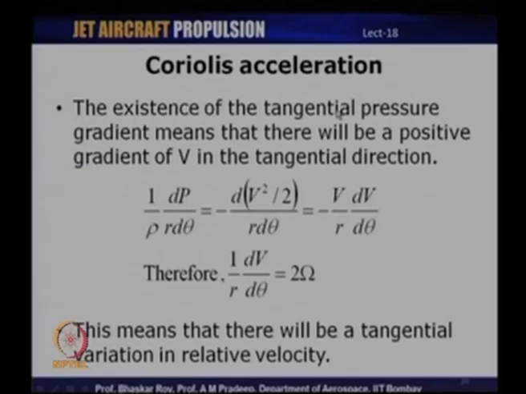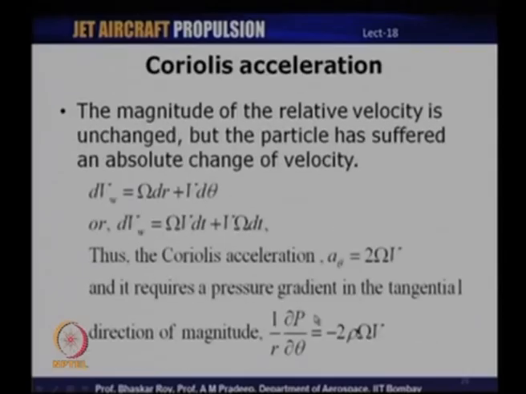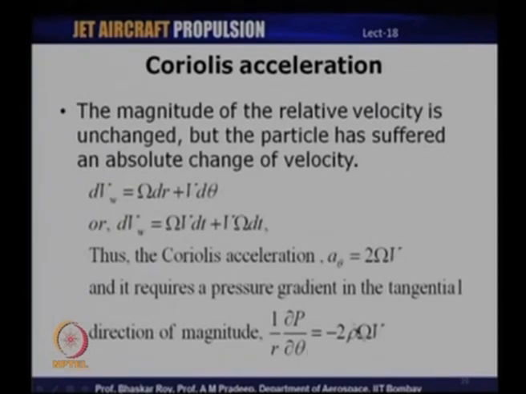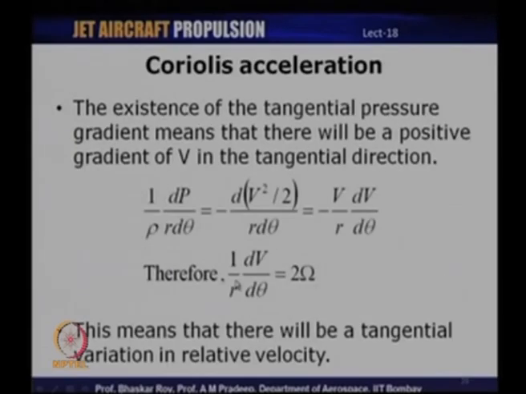The existence of this tangential pressure gradient will also result in a variation of relative velocity in the tangential direction. That is, the previous equation, if you were to simplify that, what we get is 1 by rho dp by r d theta is equal to d of v square by 2 by r d theta, which is minus v by r dv by d theta. Therefore, 1 by r dv by d theta is equal to 2 times omega, because we have already seen how dp by d theta is a function of the Coriolis acceleration. So, 1 by r dv by d theta is equal to 2 times omega.